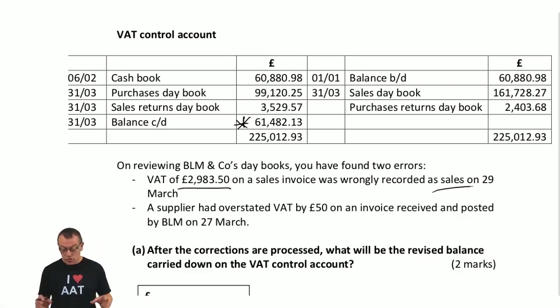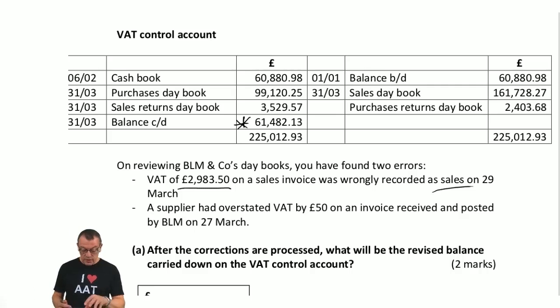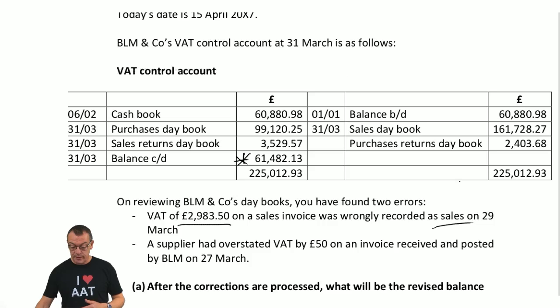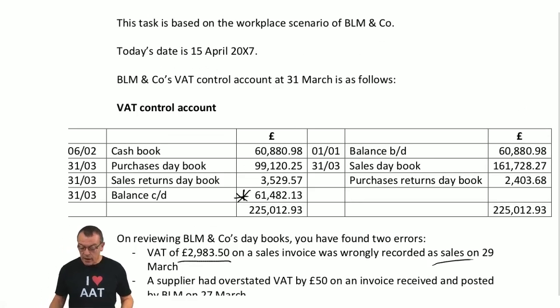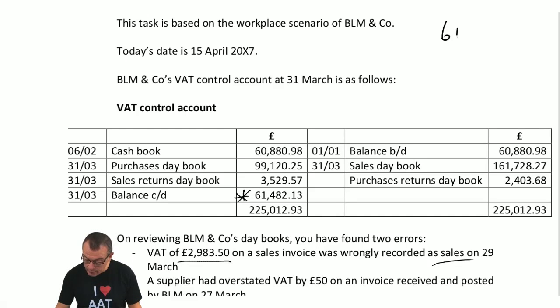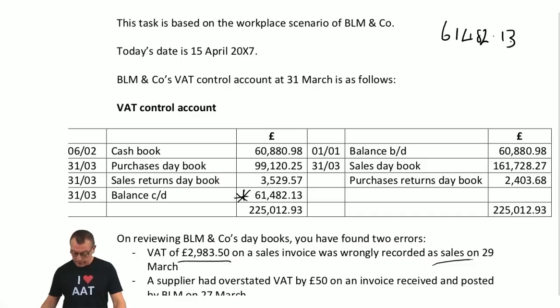Now it doesn't ask for a journal, so you don't need to produce the full double entry on this. All you need to do is make an adjustment on this account. And there are two approaches actually to doing this, and we'll have a look at both of them because one reinforces the other. Now if I scan up a little bit, I am going to start with a closing balance figure, which was 61,482.13. Okay, that's the closing balance figure.